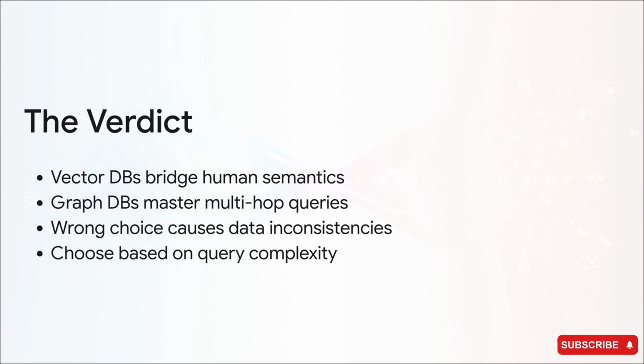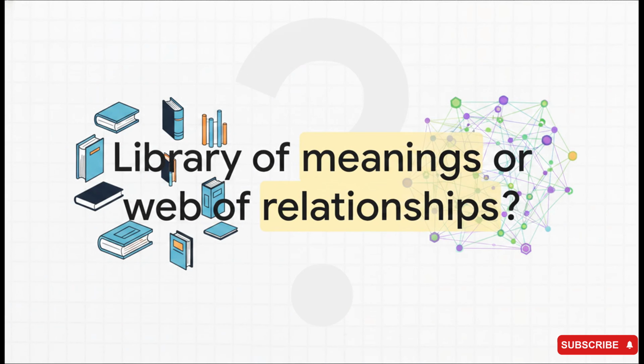But regardless of the tool, the big takeaway is this. Remembering that the wrong database architecture will absolutely tank your performance and cause massive data inconsistencies is the key to actually building a robust, efficient knowledge graph. So I'm going to leave you with this final thought. When you spin up your next project, will you build your AI's brain as a library of contextual meanings, an intricate web of explicitly mapped relationships, or some powerful hybrid of both?